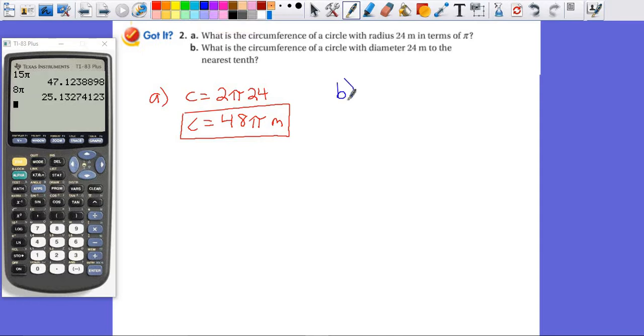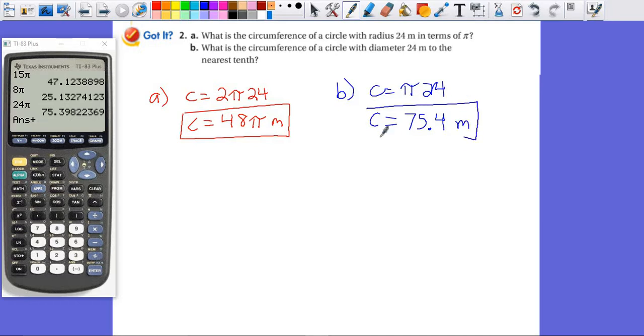So, for B here, it says, what is the circumference of a circle with a diameter of 24 rounded to the nearest 10th? In this case, I'm going to use the formula pi times diameter, which is pi times 24. Now, it says to do this one to the nearest tenth. So I need to use my calculator, and I'm going to put 24 second pi, and we get a total of 75.39. Now, when we round this to the nearest tenth, your answer would actually be 75.4 meters, all right? Remember that 9 rounds that 3 up, all right?